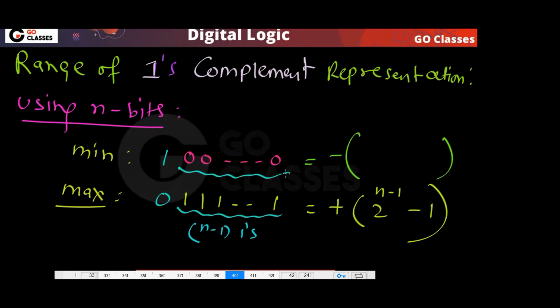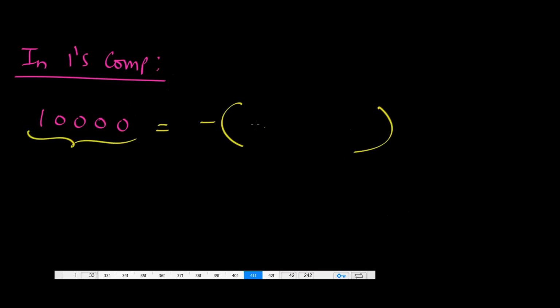So finally here, if you check the value of this in the 1's complement system, what is this value? Tell me. You find the 1's complement of this, and that will be negative of 2 power 4 minus 1, since all ones is 15. So that will be negative of 2 power 4 minus 1. This will be the answer.